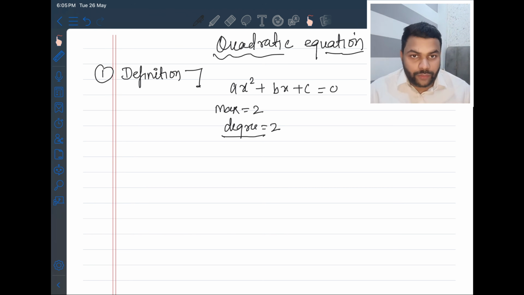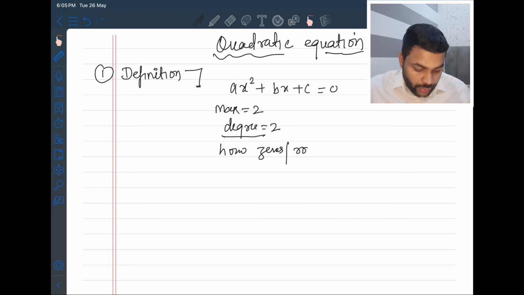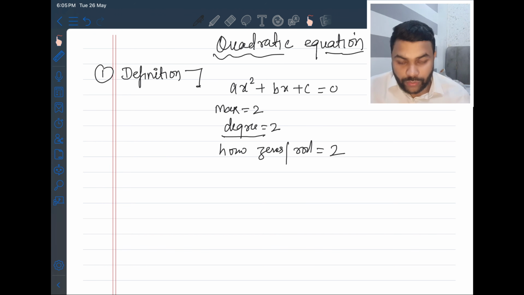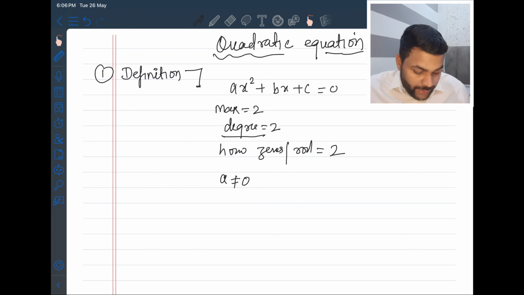So what is a quadratic polynomial? It is like the next part of quadratic. A polynomial is a quadratic equation. So how many zeros or roots are there? Zeros slash roots. So it will be 2, because the zeros or roots are equal to the degree of the quadratic equation. So here a cannot be 0. This is the condition for the quadratic equation. A can't be 0, and a, b, c are real numbers.